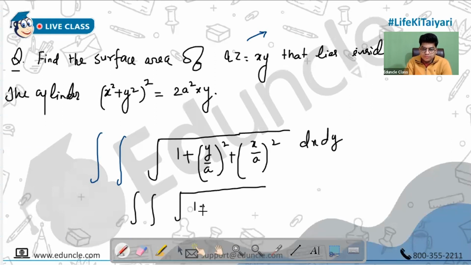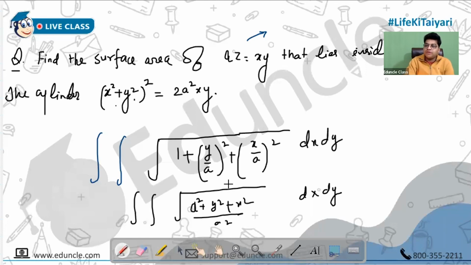under root of 1 plus y square upon a square plus x square upon a square. Don't put x square plus y square is equal to 2xy here. सही है ना? Don't put here. Will you put here? No, because that was not the surface. Surface you can put here, but not boundary conditions you can put.